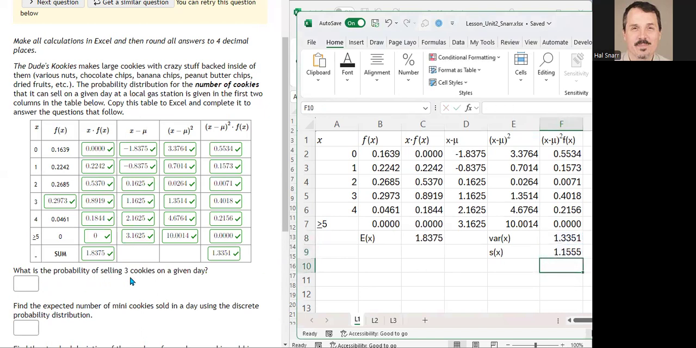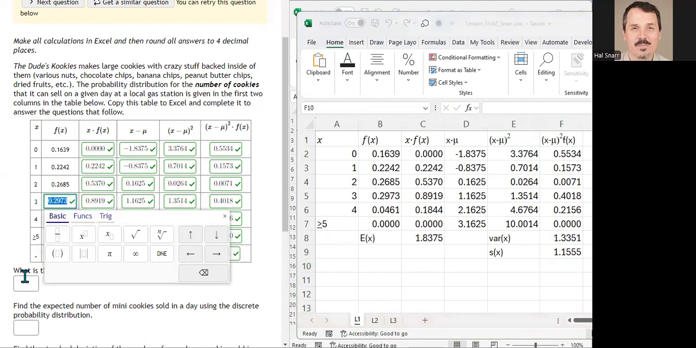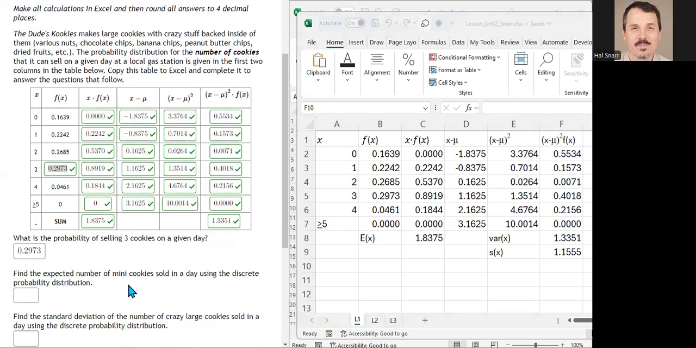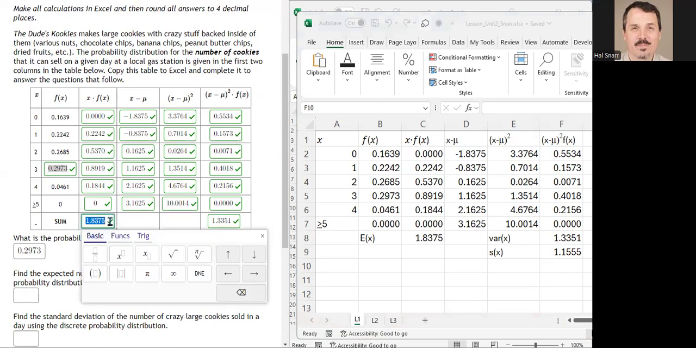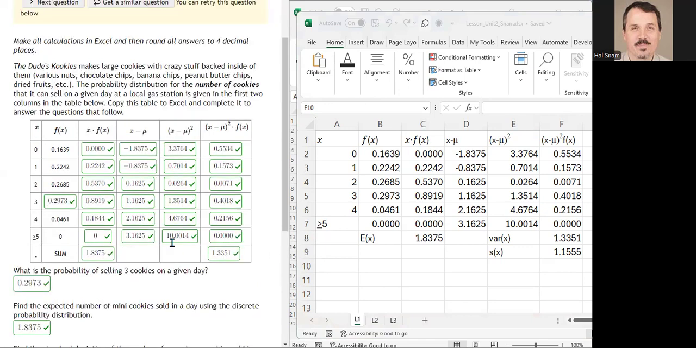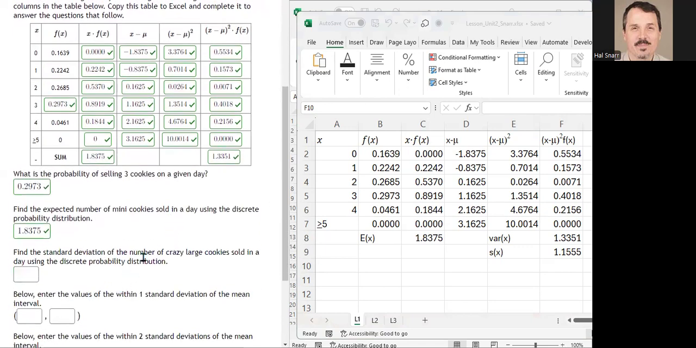Okay, what is the probability of selling 3 cookies on a given day? Well, we calculated that right here, right? Then we're going to answer the questions. Find the expected number of mini cookies sold in a day using the discrete probability distribution. Well, that's the expected value, right? We expect to sell 1.8375 cookies. Find the standard deviation of the number of crazy large cookies sold in a day using the discrete probability distribution. Well, the standard deviation is the square root of the variance, right? That number.